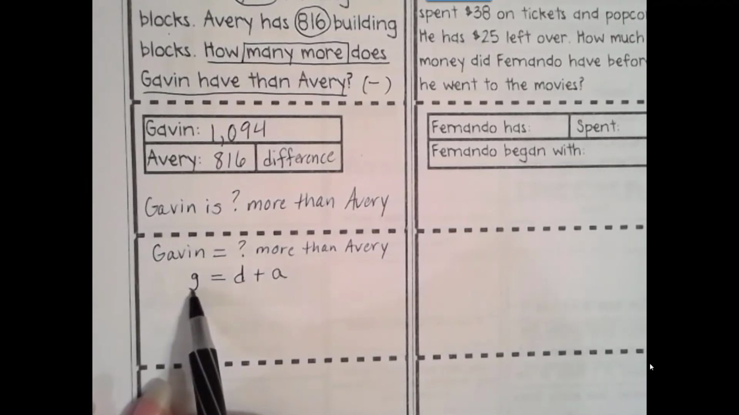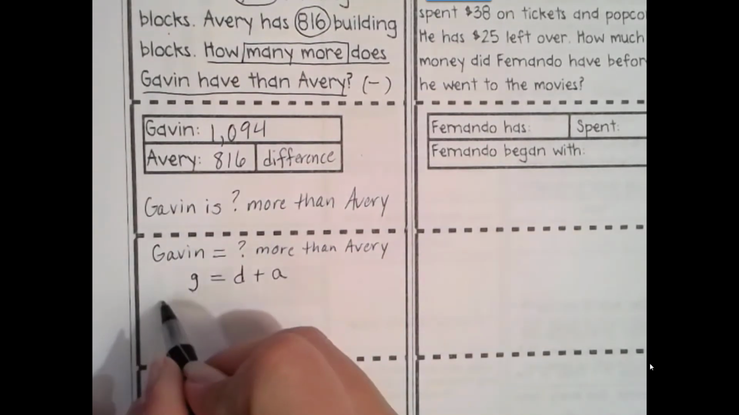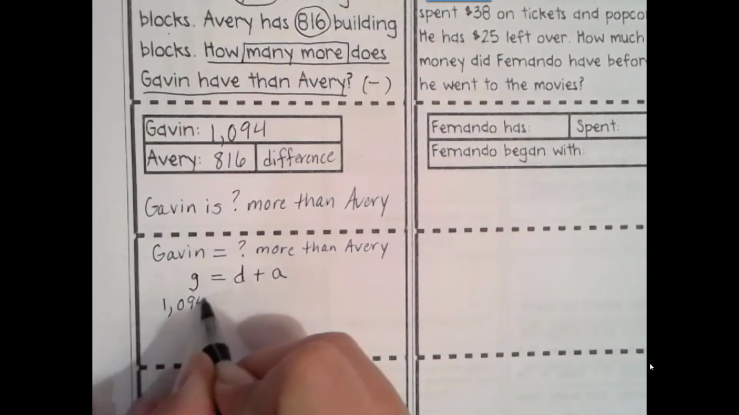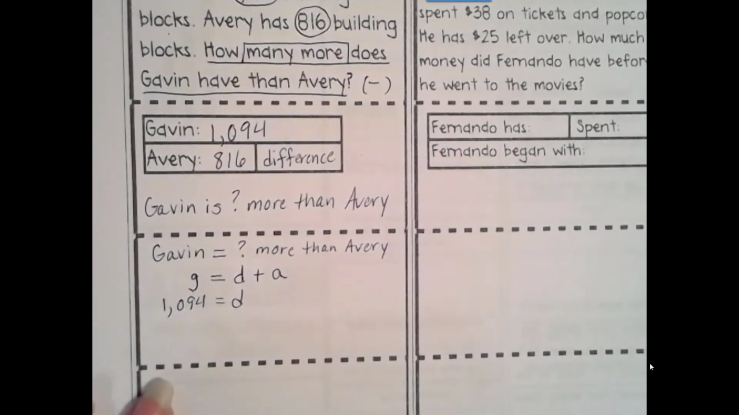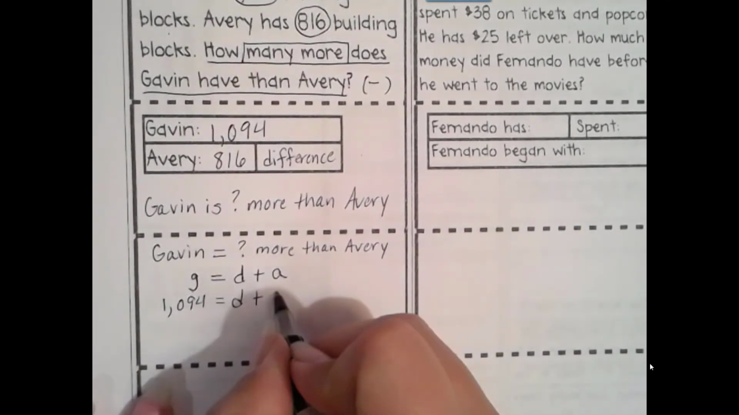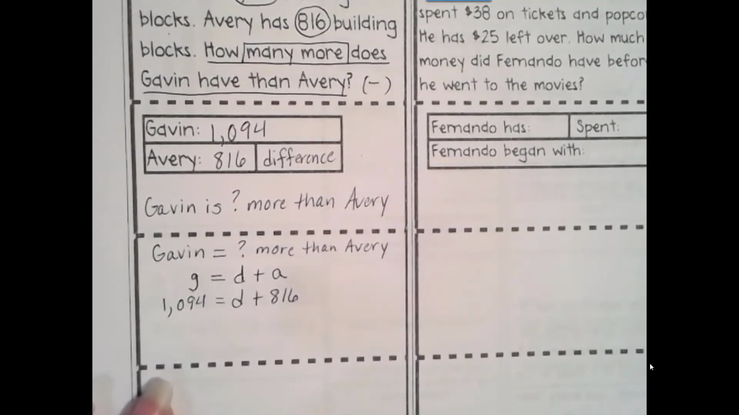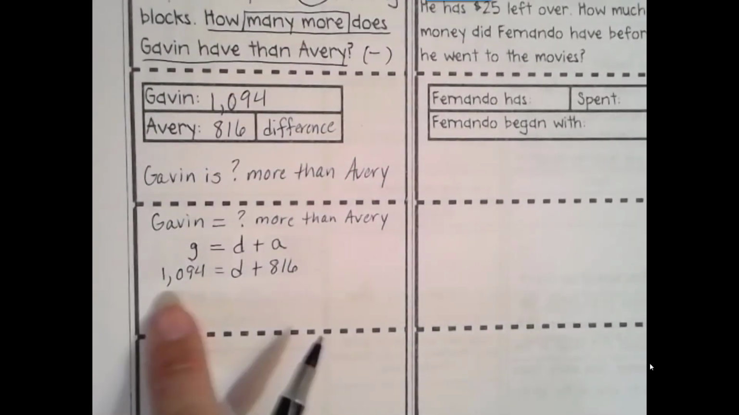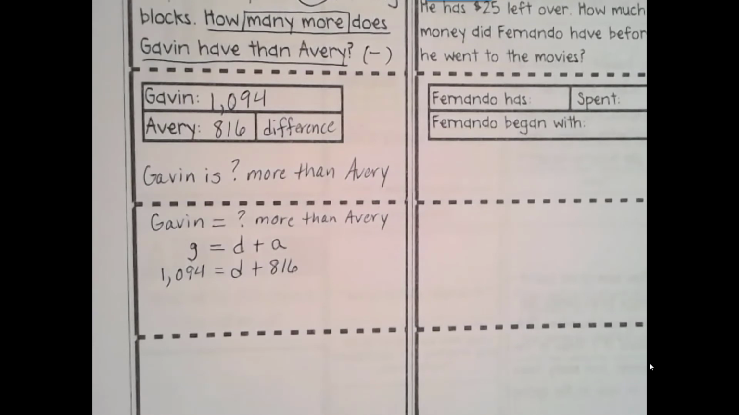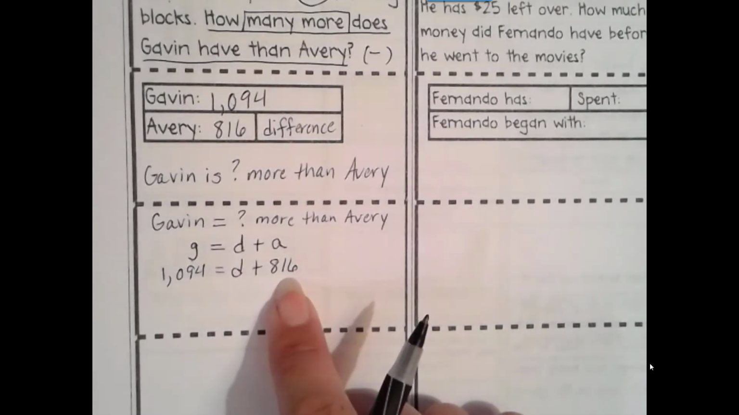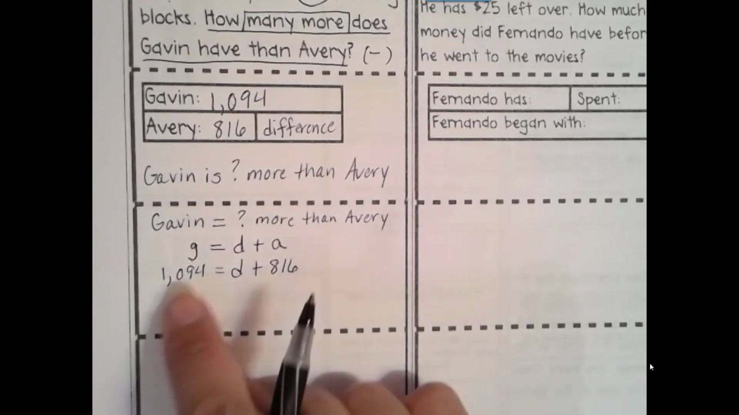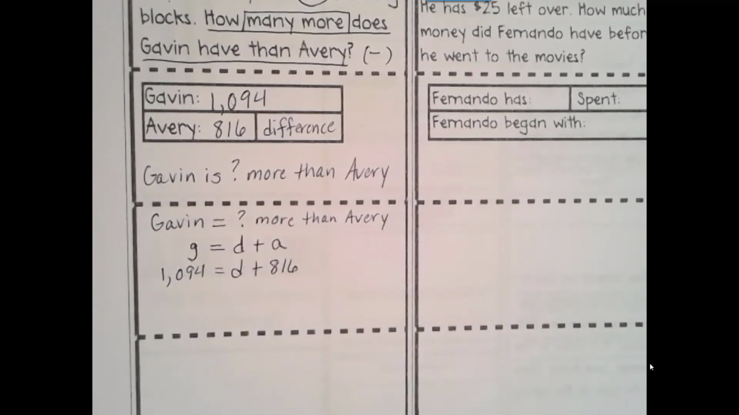Gavin, well, I do know the number that Gavin has, 1,094. I don't know the difference, that's what we're trying to find. I do know Avery has 816. So here we have an equation. So I can either think, what would I add to 816 to find what 1094 is, or I can use what's called my inverse operation.